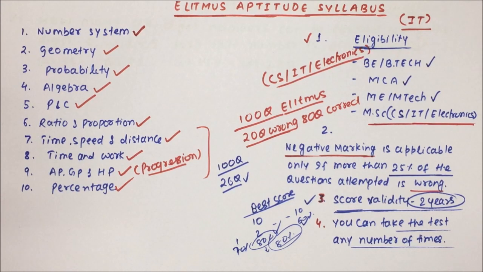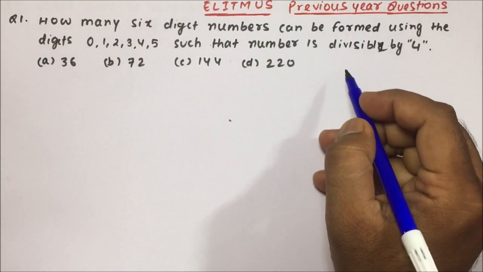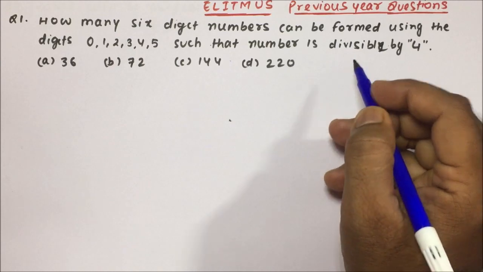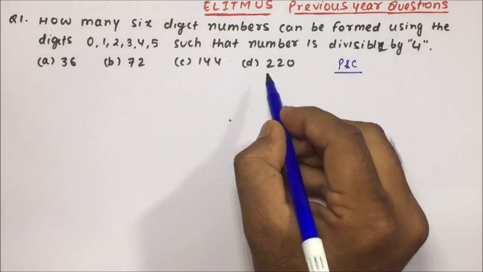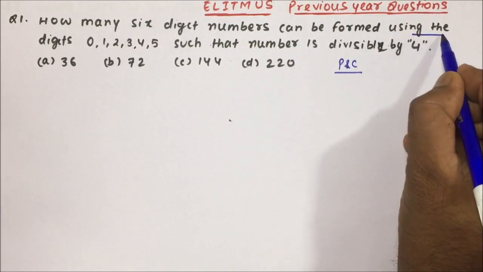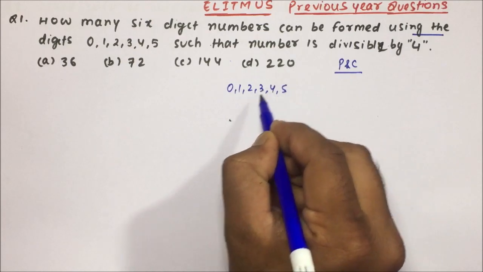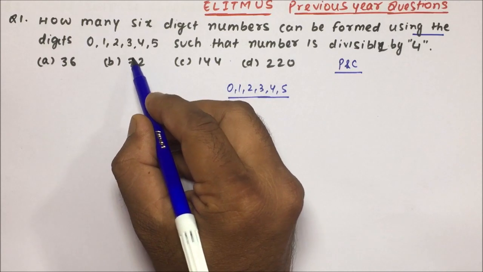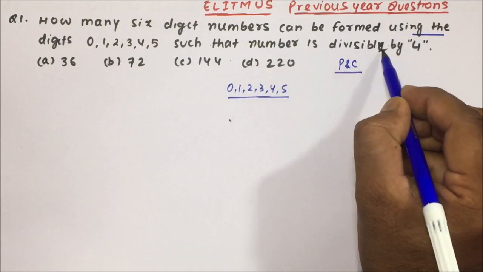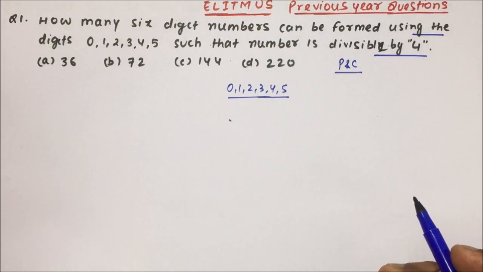Now friends, let's start with the previous year questions which were asked in the eLitmus test. Question number 1 has been asked in the eLitmus exams, and it has been taken from the topic permutation and combination. How many 6-digit numbers can be formed using the digits 0, 1, 2, 3, 4, 5 such that the number is divisible by 4? Friends, this question is not that easy, and it is not very difficult also.